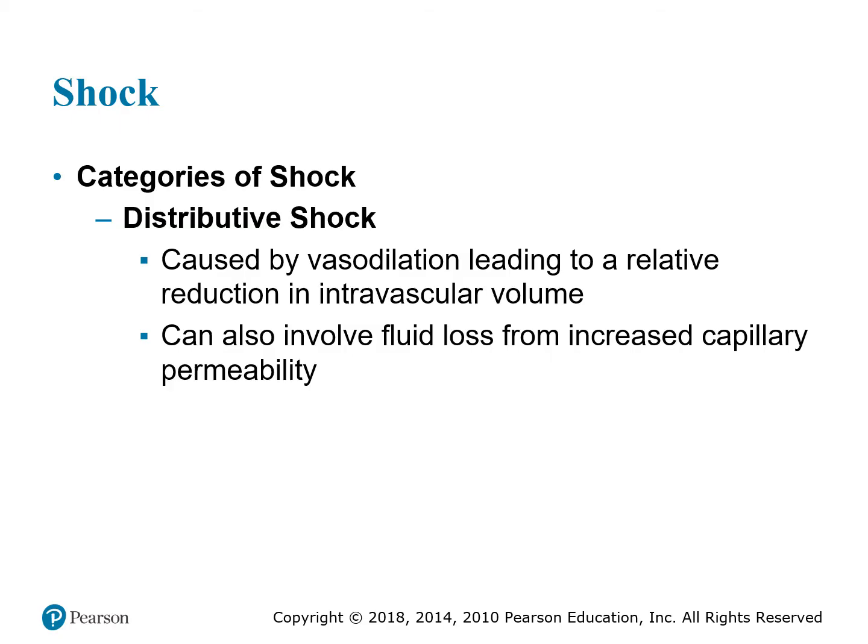Now we're moving on to the next major category of shock, which is distributive shock. I feel like students tend to have a harder time understanding the concept of distributive shock or coming up with examples, but this is the one that is caused by massive vasodilation. Recall that we talked a few slides ago that when the blood vessel gets a lot bigger, your systemic vascular resistance goes down, and therefore your blood pressure goes down. And again, without enough blood pressure, you're going to lack perfusion.